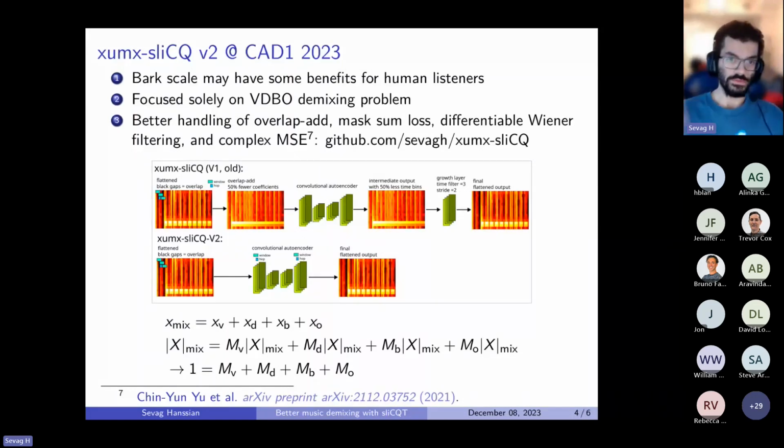I focused only on the VDBO demixing problem, not the HAQI and everything. Although I found all those things fascinating, with work full time and everything, I had to focus only on what I know. I ended up making a bunch of changes, a bunch of evolutions to my model, XUMX slice Q. I'll describe just a few of them.